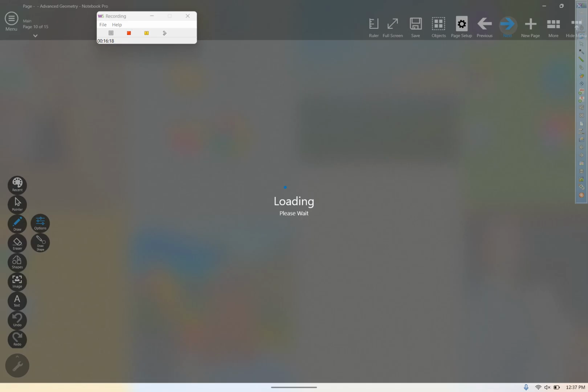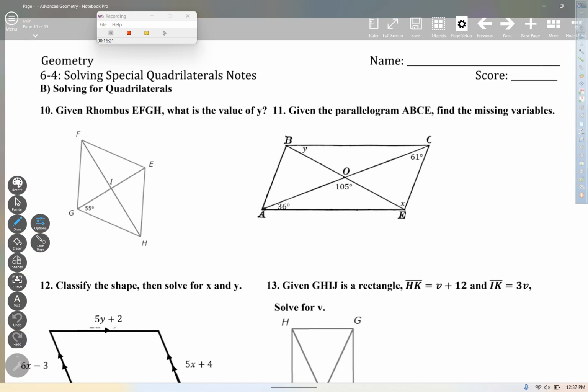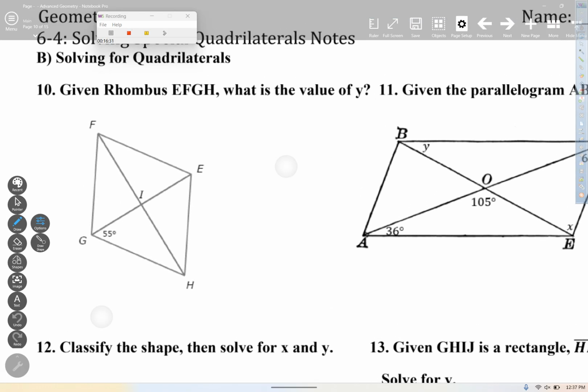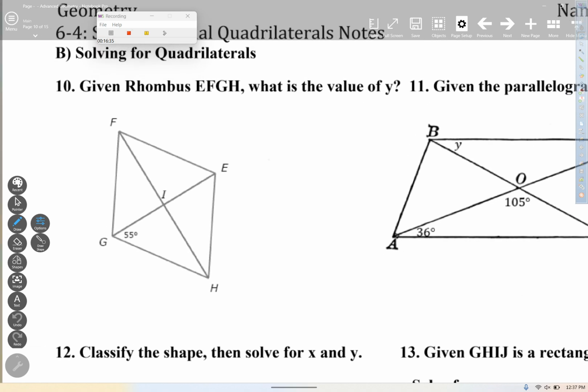Okay, let's head to the back. We are going to review how to solve each shape just because I feel like it's good to get one more day under our belt solving for each of these shapes. Number 10, it says given a rhombus EFGH, what is the value of y?